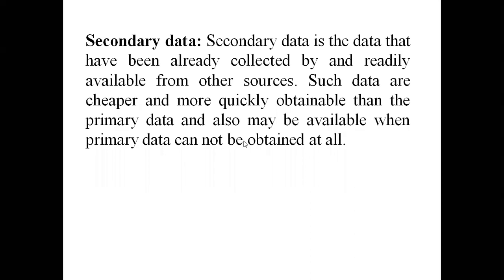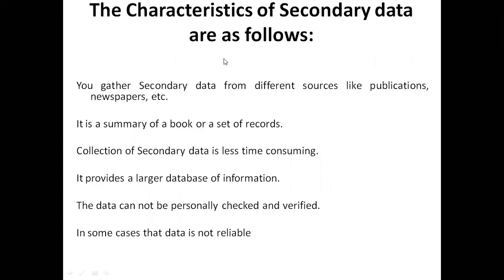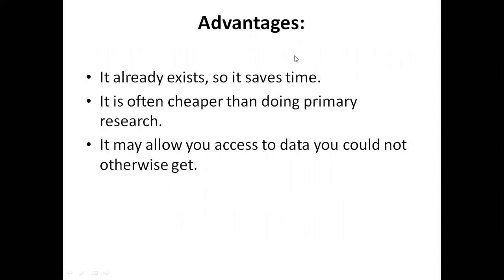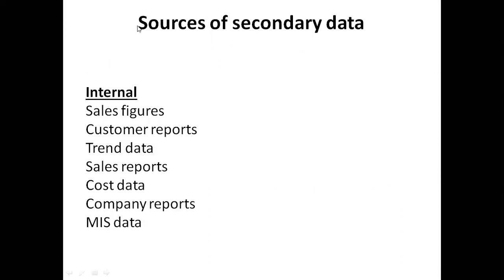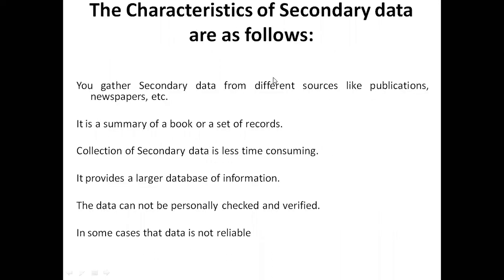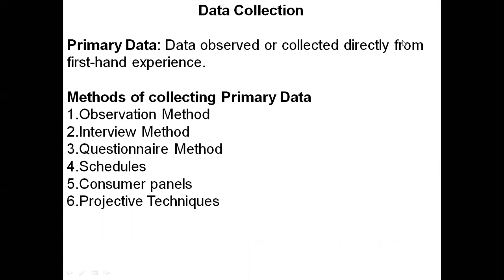In data collection methods, we started with secondary data. What is secondary data we have seen, and then characteristics of secondary data, then advantages and disadvantages of this secondary data. Later we went towards sources of secondary data. Some examples we discussed, and then we went towards primary data collection methods.